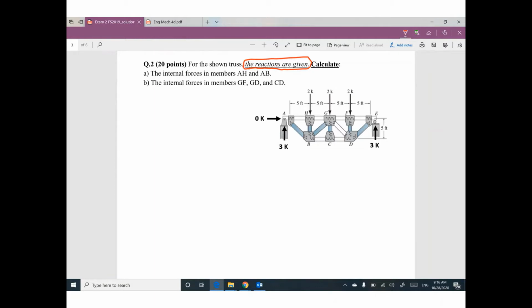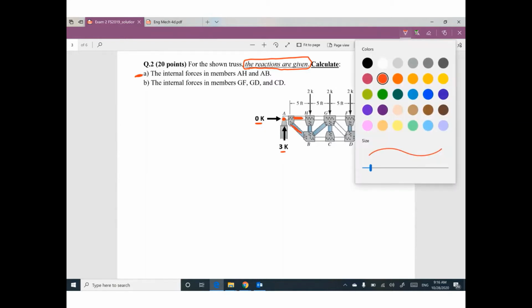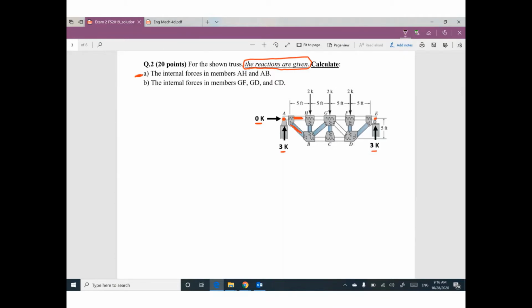At A, it's a hinge. We have two reactions, horizontal and vertical. At E, it's a roller, so we have only one reaction, 3 kip. The first part in this problem, I'm looking for internal forces in members AH, this little member, and AB, this little member. So we are looking for 2 members. And these 2 members are connected at joint A. So I believe I will do joint equilibrium at A.